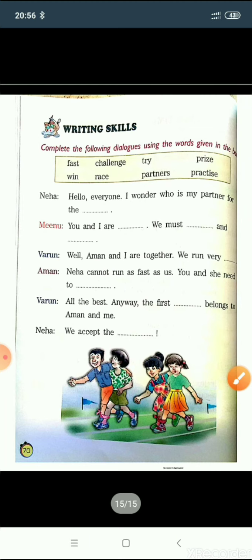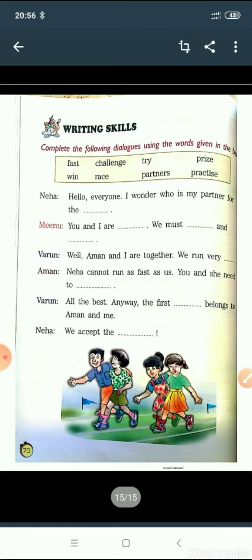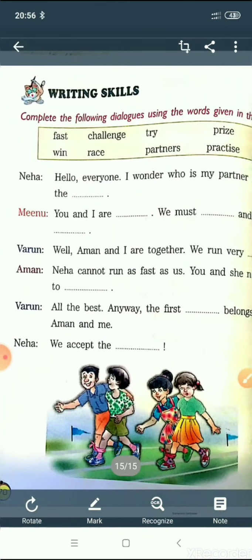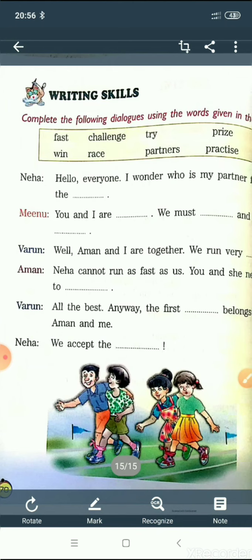Now coming to the next page, a writing skill. Here you have to complete the following dialogues using the words given in the box. As you can see in the box, some words are written: fast, challenge, try, prize, win, race, partners, practice. You have to use these words for completing the dialogues written below. Neha, Meenu, Varun and Aman are all talking, and we have to fill in the missing words. So let's try.